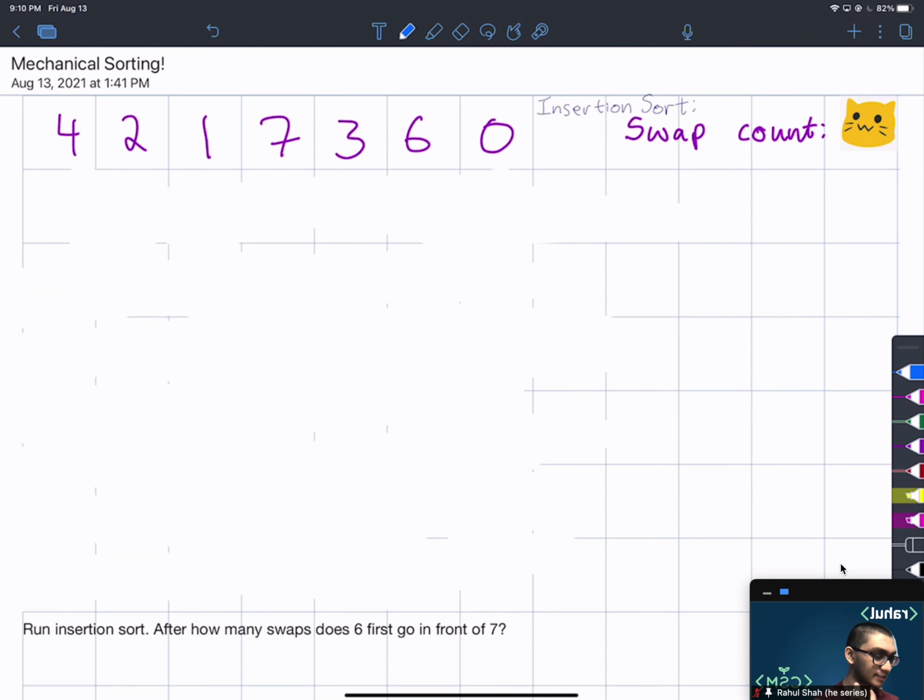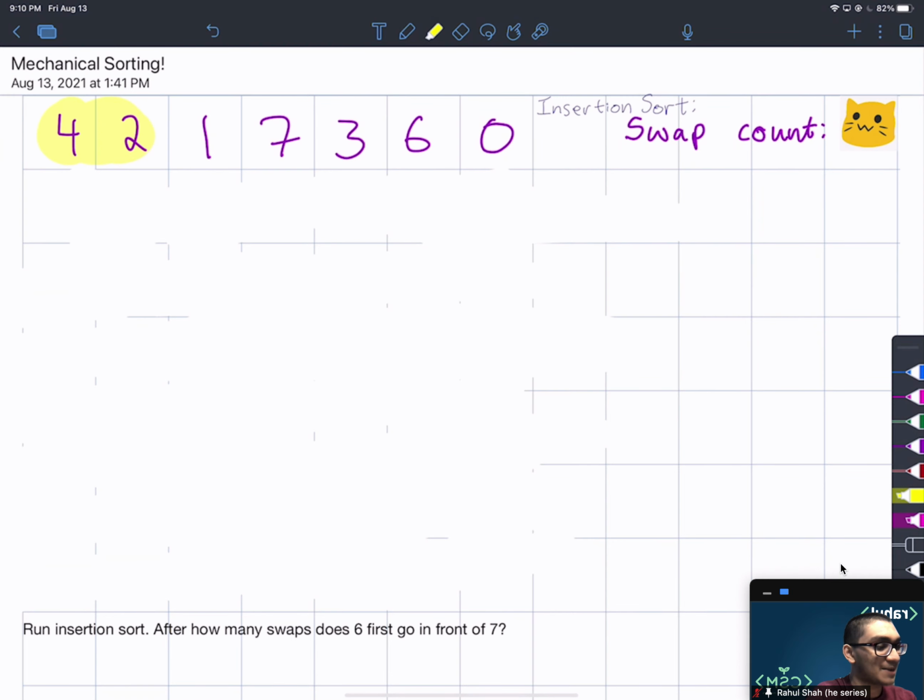So the next part asks us to run insertion sort, and it gives us the same question. But now we're doing insertion sort instead of selection sort. And I like to think of insertion sort as sort of like a blob-like sort. You have this blob and it expands along, starting from the left to the right, and whatever's in the blob has to be sorted.